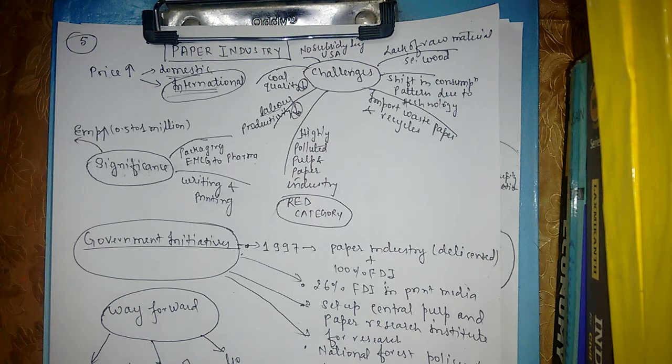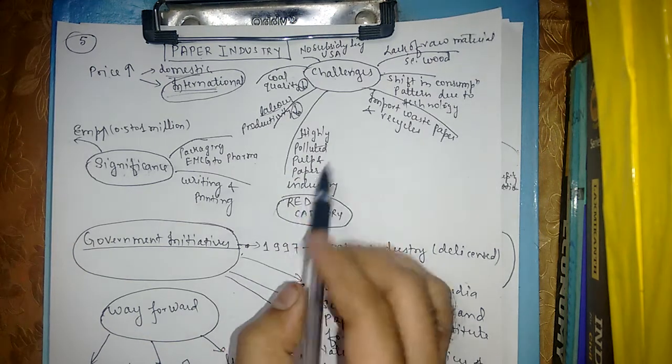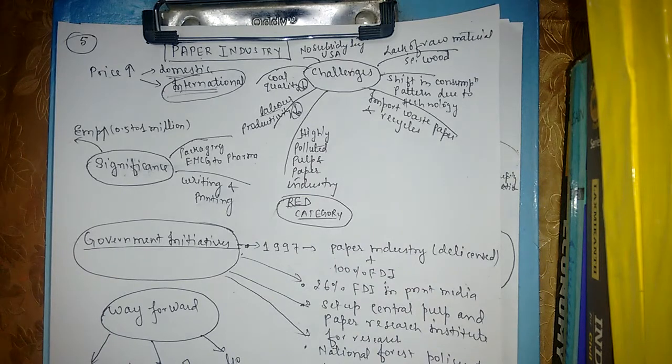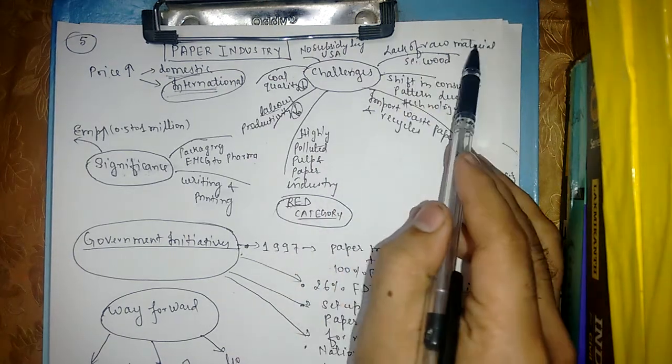Wherever the paper industry is present, those areas are highly polluted, right? Wherever the pulp and paper industry is there, those areas keep getting more and more polluted. So the pulp and paper industry came into the red category. Red category means what? If you remember in environment, the Red Data Book discusses endangered things. So the pulp and paper industry came into the red category because it was polluting our environment badly, right? Even lack of raw material was there, right?